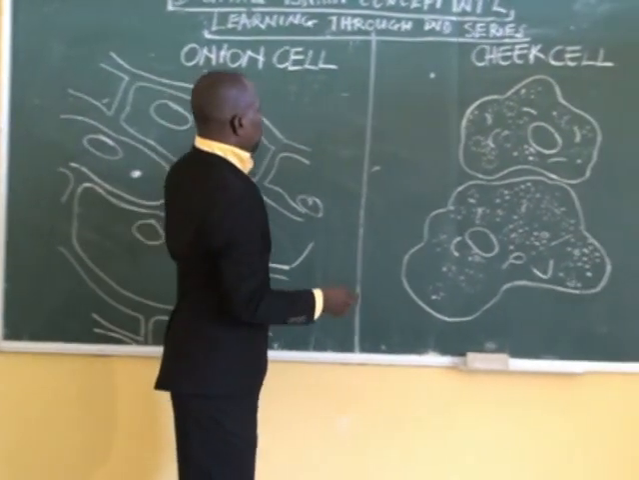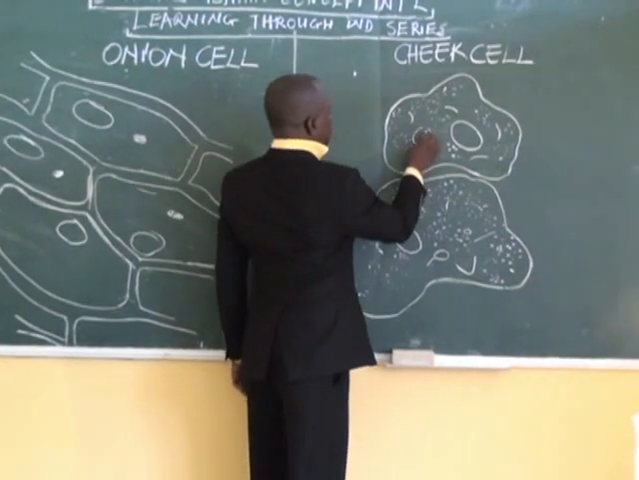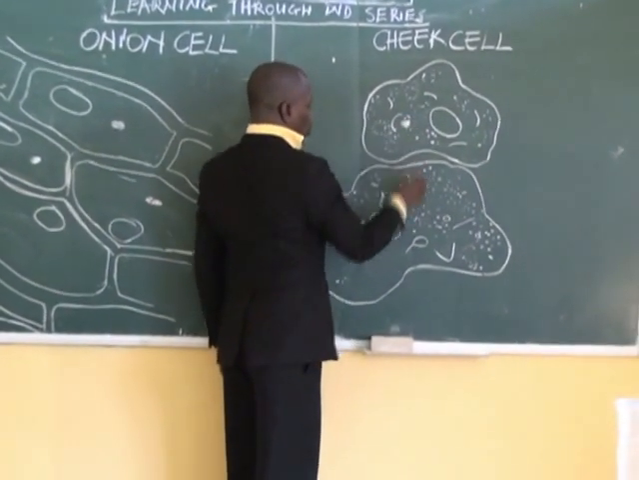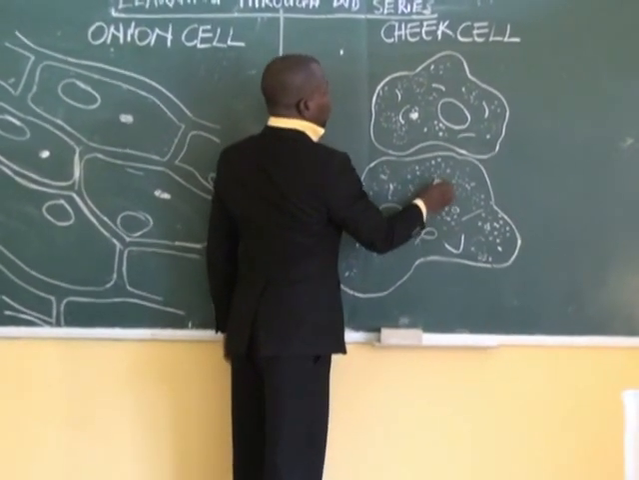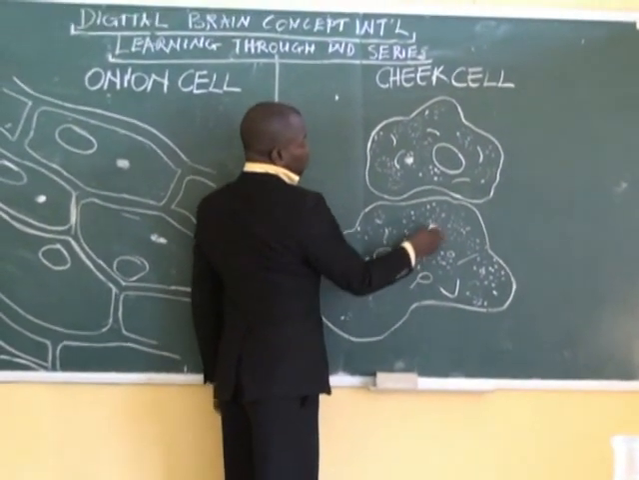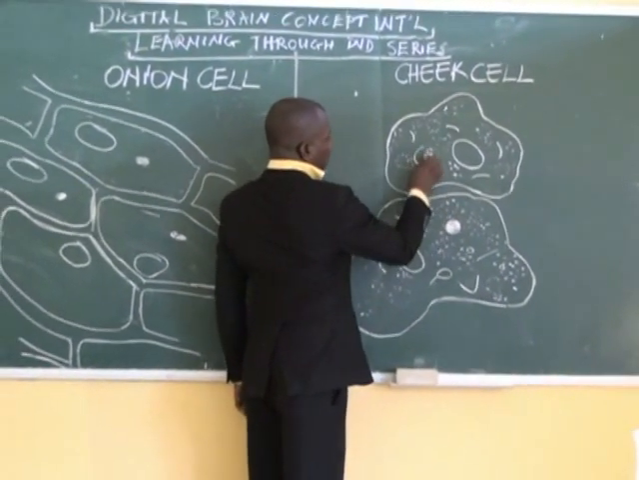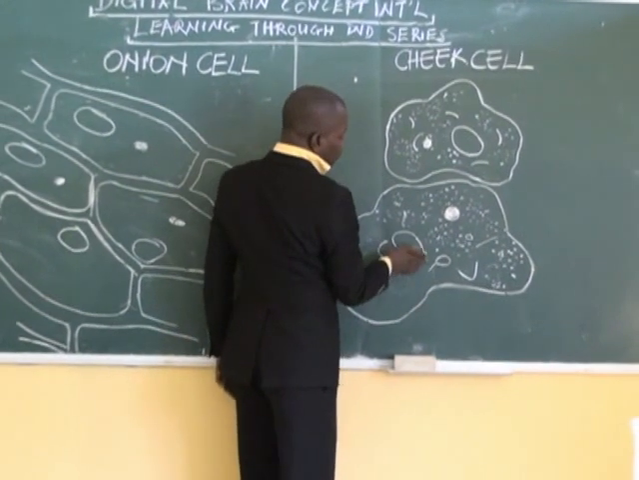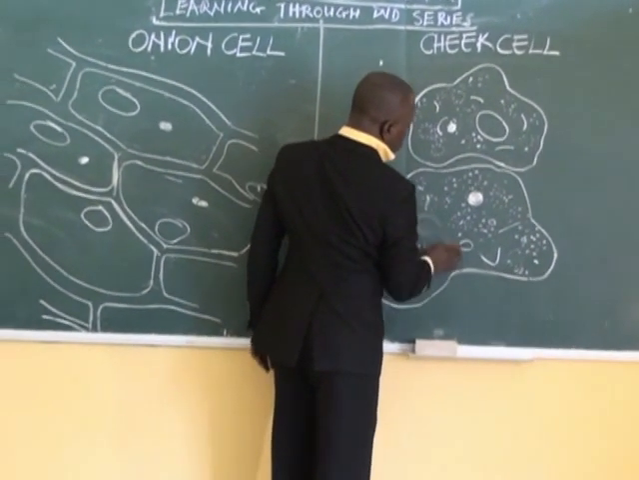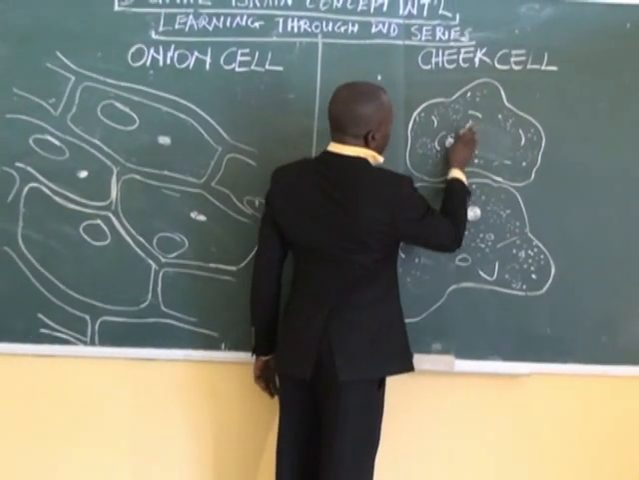The same nucleus and organelle is also found in animal cell. And then we have vacuoles. Animal cells have smaller vacuoles.